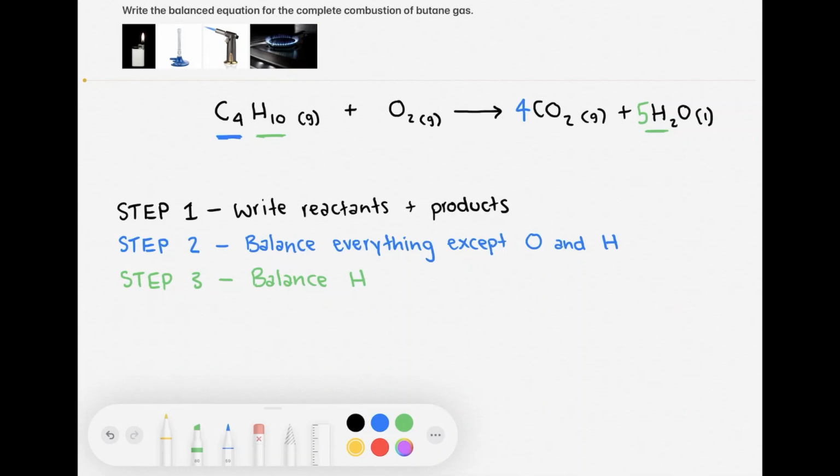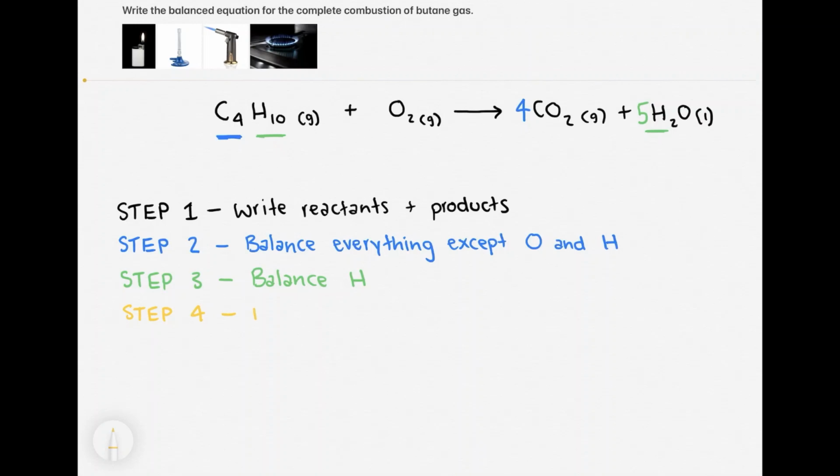And step 4, and almost the last step, is to balance oxygen. Now it should be easy to remember these steps because we always should be balancing our oxygen last. Because it is on its own, there's no other atom combined with the oxygen molecule here, so we can really put whatever number in front that we want. We don't need to worry about messing up the numbers of other atoms when we change the number of oxygen molecules. So we leave oxygen until last.